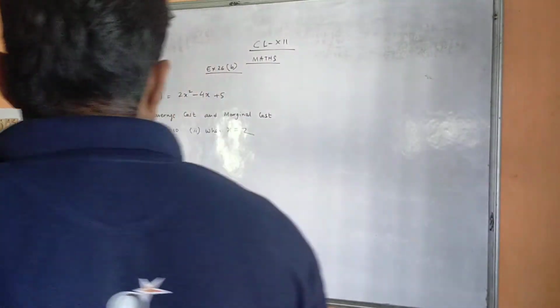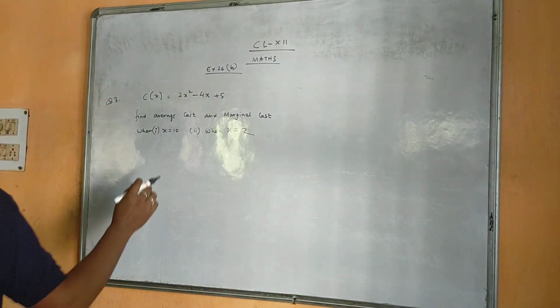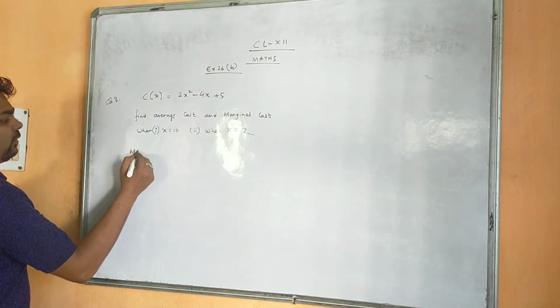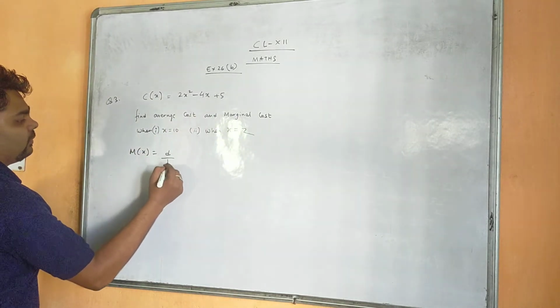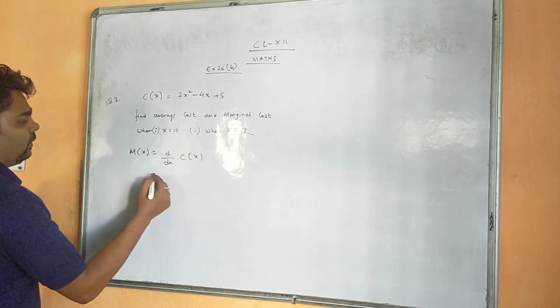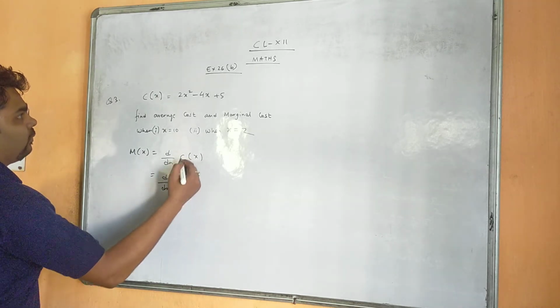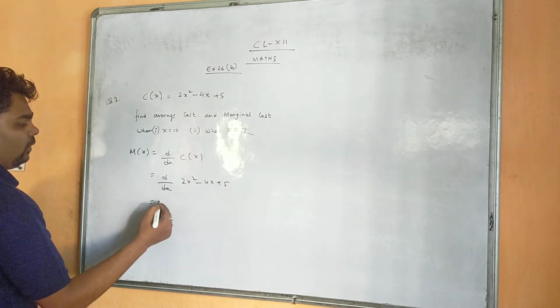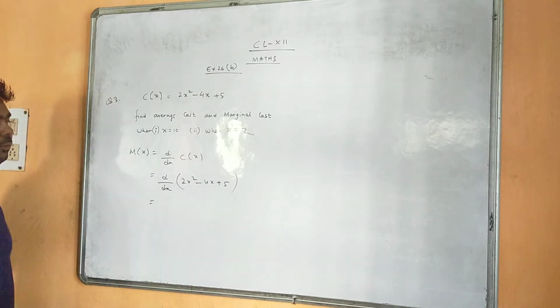Now we have to find the marginal cost: what will be the marginal cost when x equals 10 and x equals 2? So marginal cost, we have seen, is d/dx of the cost function. That is d/dx of 2x squared minus 4x plus 5, right?